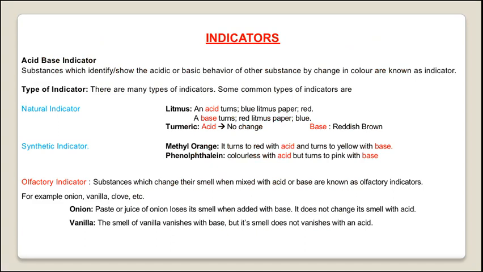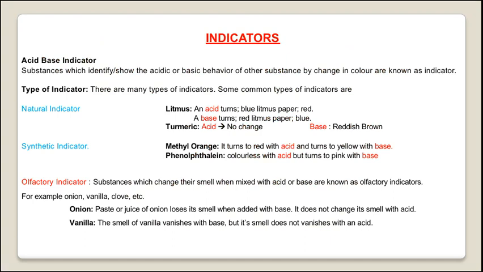Turmeric is again obtained from a plant, and its original color is yellow. In acid it does not change its color, it remains yellow, whereas in base it changes from yellow to reddish brown. Generally in our vegetables and pulses, turmeric is present, and when it falls on our clothes and we use soap, it turns from yellow to reddish brown. That means soap is basic in nature.